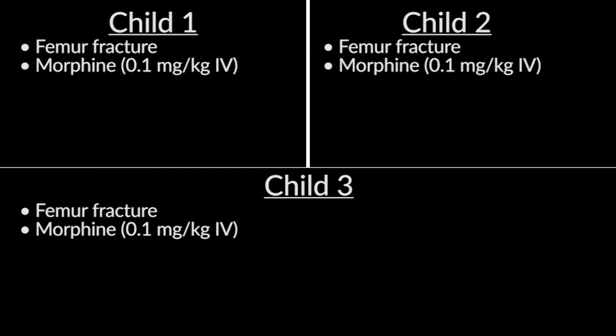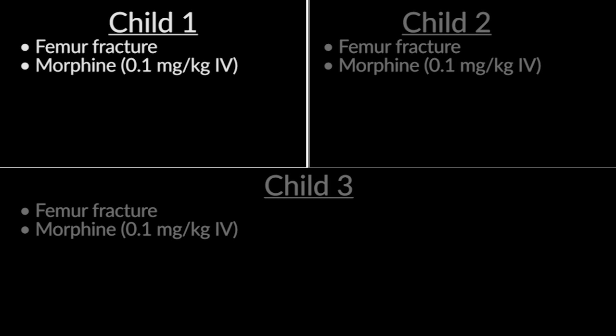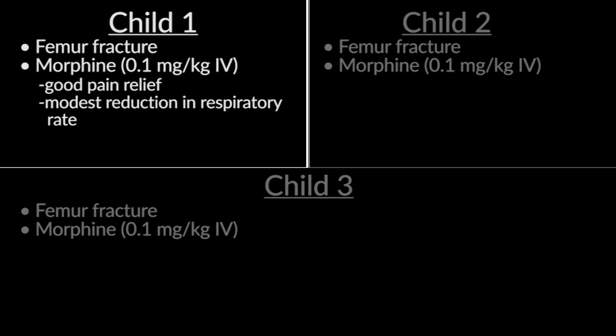Consider 3 scenarios involving children receiving morphine 0.1 milligram per kilogram intravenously as a first dose of medication following coming to the emergency department for a femur fracture. For a first child, this dose of 0.1 milligrams per kilo might produce good pain relief, a modest reduction in respiratory rate from an initial tachypnea down to a normal range, and minimal sedation, and you might conclude that this is a reasonable and appropriate dose.